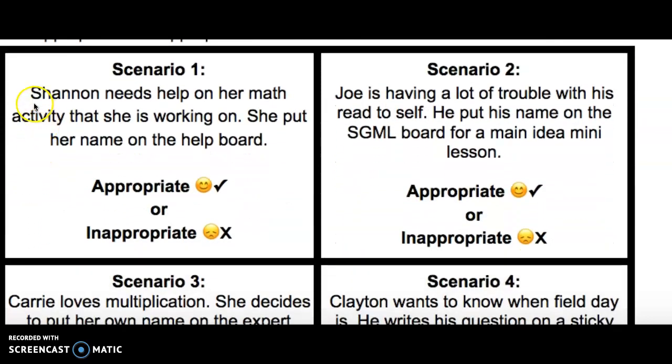Scenario 1. Shannon needs help on her math activity that she is working on. She put her name on the help board. Is this appropriate or inappropriate? You'll circle your answer.